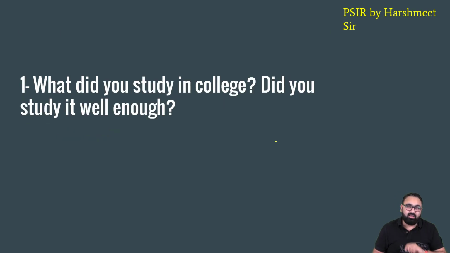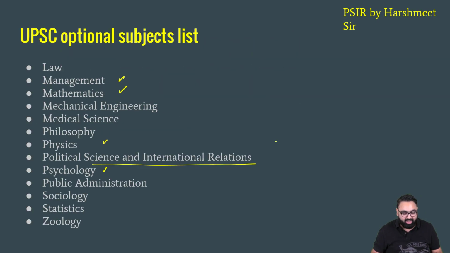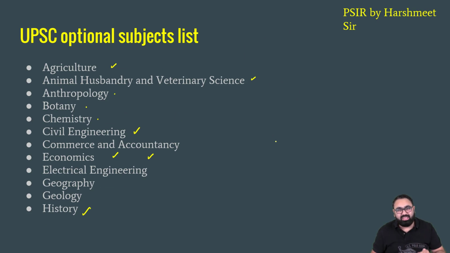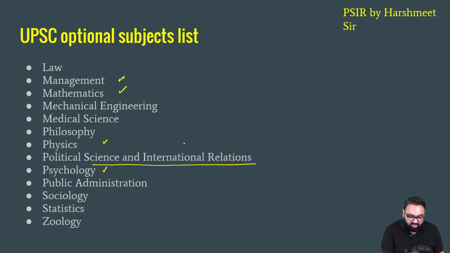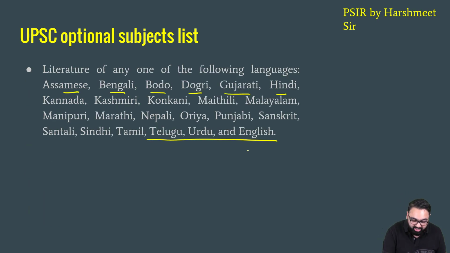Factor number one. Did you study any of this in college? I just showed you the list. If you want, we can go through it again. Did you study any of these in your college? For example, did you graduate in, let's say, chemistry, botany, economics, geography, history? Are you someone from commerce or accountancy background? Or maybe you are someone who studied political science, psychology, philosophy, so on and so forth. Even when it comes to literature, did you study any of these? Were you from arts background? You took any of these as your subject for graduation or post-graduation?